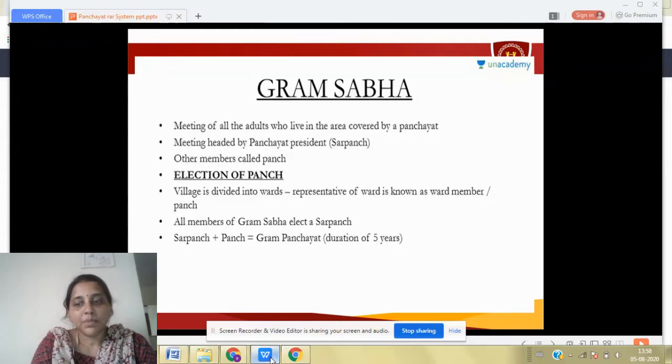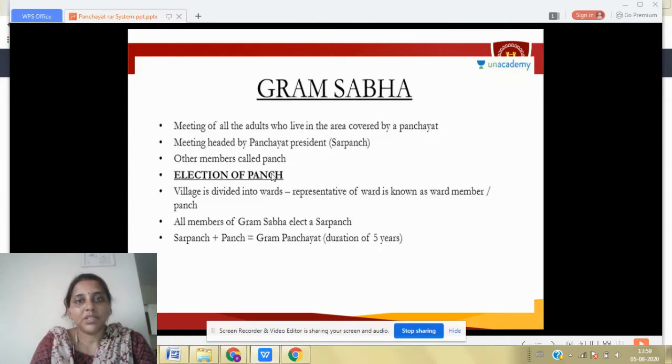Children, Gram Sabha is the meeting of all the adults who live in an area covered by a panchayat. You can simply understand, children, it is the people in a ward or people living in a village. This Sabha is where all the people in that particular area have a meeting. They organize a meeting and meet twice a year. This meeting is headed by the panchayat president, who is called the sarpanch.